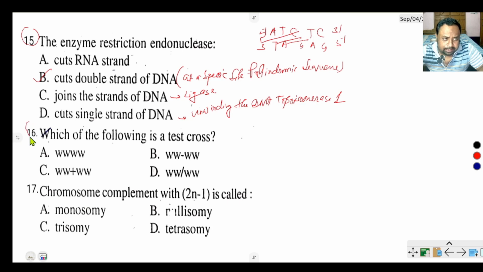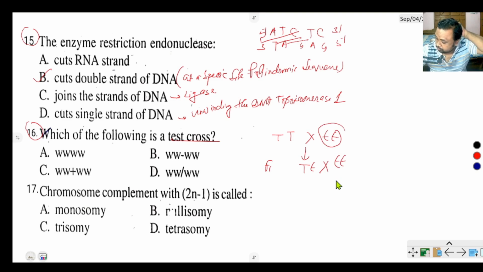Question number 16 says, which of the following is a test cross? What is a test cross? Suppose a tall plant, capital T, is crossed with a dwarf plant. Then in the F1 generation it produces a heterozygous hybrid plant. When the F1 plant is crossed with the recessive parent, this is called a test cross. Why is the test cross important? Because it is used to determine the homozygosity or heterozygosity of the F1 hybrid.